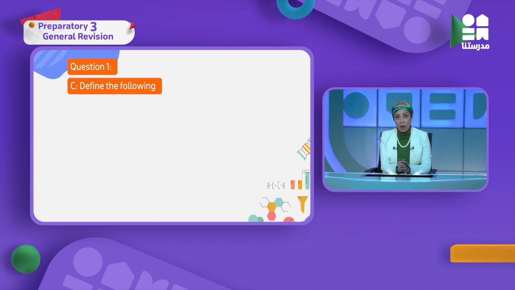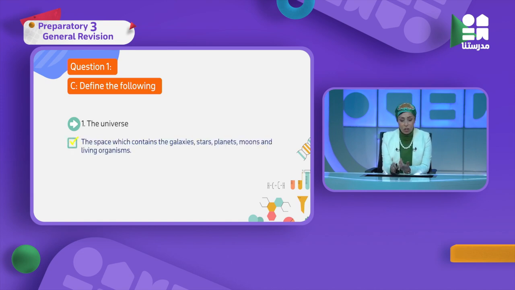Next type is define. Define has the same meaning as what's meant by. Definition here for the universe. What's meant by universe? The universe is, of course, the space which contains galaxies, moons, planets, living organisms, and everything.